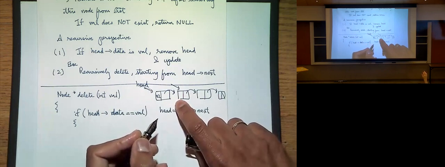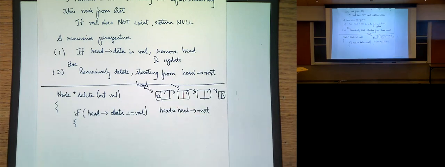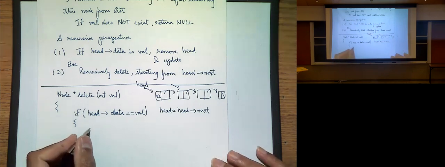Don't you delete it once you get back from the function? But you've lost head. You return the node, but you still have to remove the node from the list. There's a distinction between that, right? Okay, you have a temp variable. Okay.